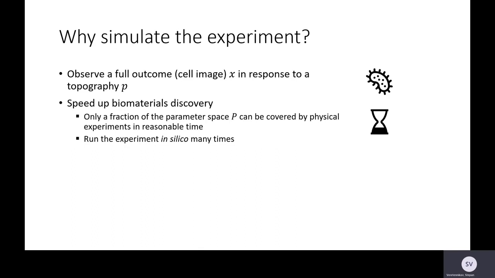The second reason is such a model could potentially speed up biomaterials discovery, since only a fraction of the parameter space, or the topography design space, can be covered by physical experiments in reasonable time. While having a simulation model, we can run the experiment in silico many times, and as a result we can select the topographies for the next iteration of physical experiments more thoroughly.